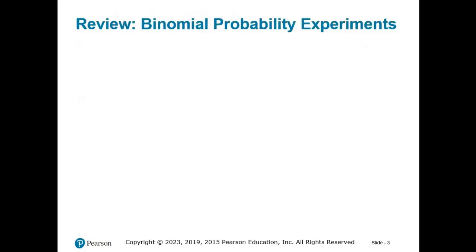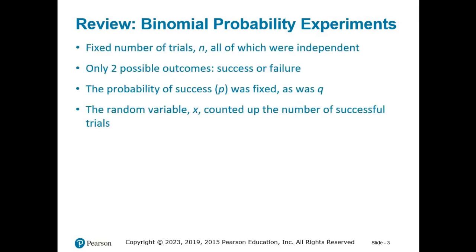So first, let's review some of the guidelines we used when determining whether something was a binomial probability experiment. For one thing, it had to be a fixed number of trials n, all of which were independent of each other. Next, there are only two possible outcomes, success or failure. We also talked about how the probability of success, or p, was fixed, and so is its opposite, the probability for failure, q. And finally, how the random variable x counted up the number of successful trials.